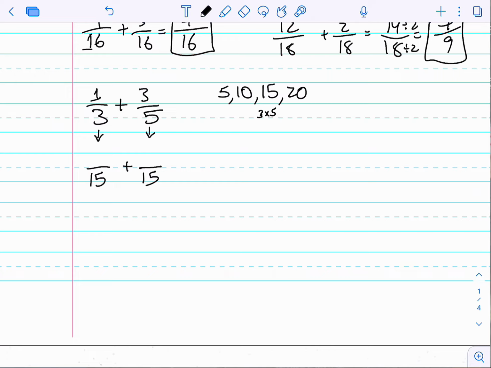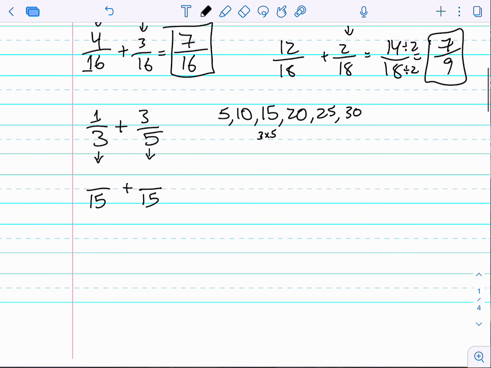15, 20, no. 25, no. 30, yes. So I could also do 30s on this, but that just makes for more reducing in the end. So I'm going to go to 15. If I do this one first, that's times 3 times 3, so that's 9 over 15. Is that an equivalent fraction? And then 3 times 5, so 1 times 5, so 5 over 15. Is that an equivalent fraction?